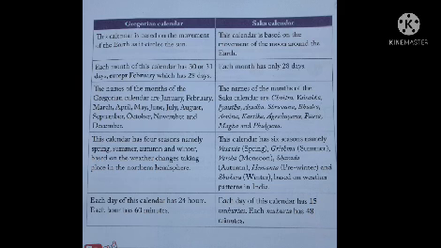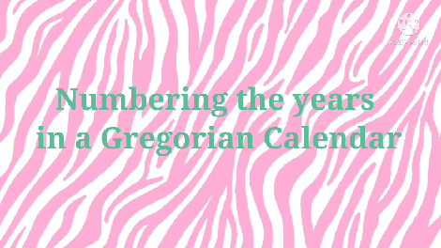In Gregorian calendar, each day has 24 hours. Each hour has 60 minutes. In Saka calendar, each day has 15 muhurtas. Each muhurta has 48 minutes.